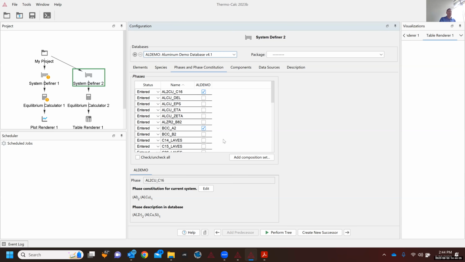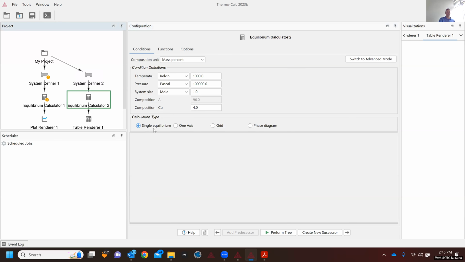If you care which phases you want or you need, you can come over here and you can select specific phases. Default is select all of them that might be stable in the system, all of them with a complete free energy description in this system. If you just want to calculate a phase diagram, don't take any of them out. If you want to calculate a metastable phase diagram, for instance, you're interested in what's the equilibrium or metastable equilibrium between FCC copper and theta prime, you would go deselect the equilibrium theta phase, the C16 phase, and just have the theta prime phase. And then you can go calculate a metastable phase diagram. But for now, the easiest calculation is a single equilibrium.